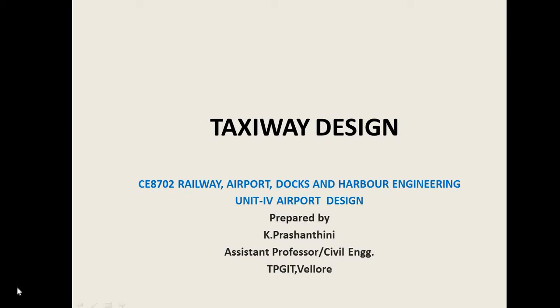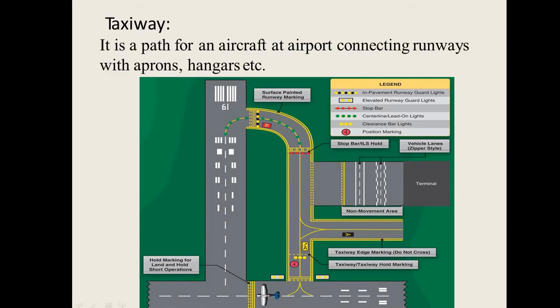What is a taxiway? A taxiway is a road or a pavement which connects the runway to the other facilities of the airport, like aprons, hangars, terminal buildings, etc. So we are going to see the design aspects of the taxiways.